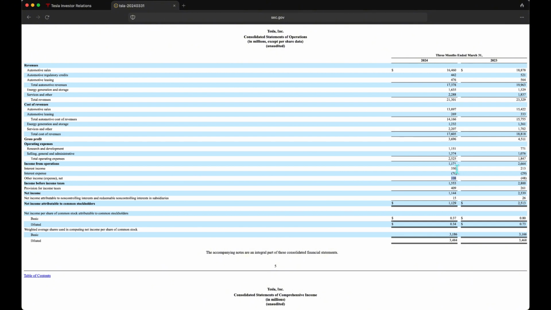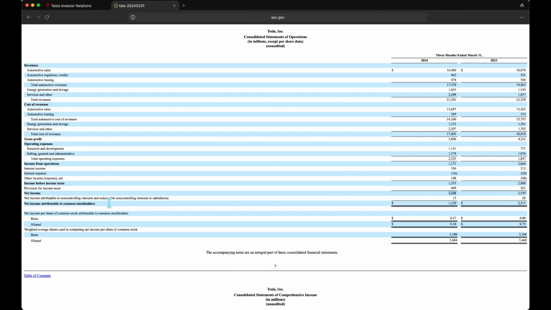We would add that. So 1,171 plus 350 minus 76 plus 108 is equivalent to $1,553 million. Right? So that's the income before tax. Then after tax, which is going to be $409 million, we have a net income of $1,144 million.